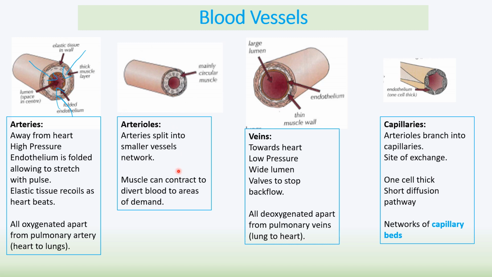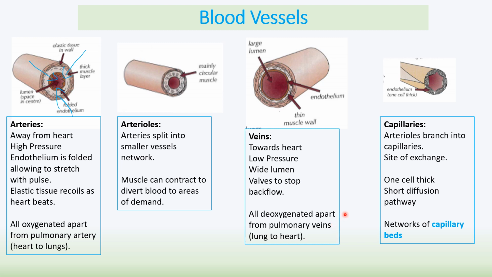We then have the veins. Now, the veins, in comparison to the arteries, have a much wider lumen, which means lower pressure. They have a thinner muscular wall and thinner elastic tissue. They have valves which prevent backflow, and all the veins carry deoxygenated blood apart from the pulmonary vein, which carries oxygenated blood from the lungs back into the left-hand side of the heart.